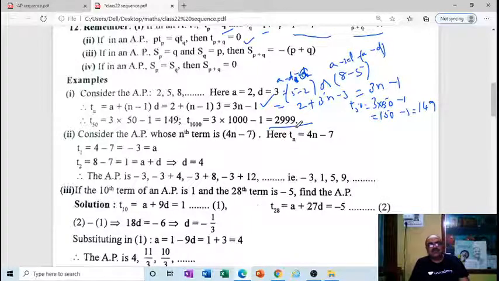Then will you ask me, sir, will this 3n minus 1 remain the same for everything? No. It's unique to each series, based on what you get for A and D. See, that calculation, you have to be quick enough. To do that, you must practice a lot. If you do more such sums, you should be in a position to say it by eyesight.